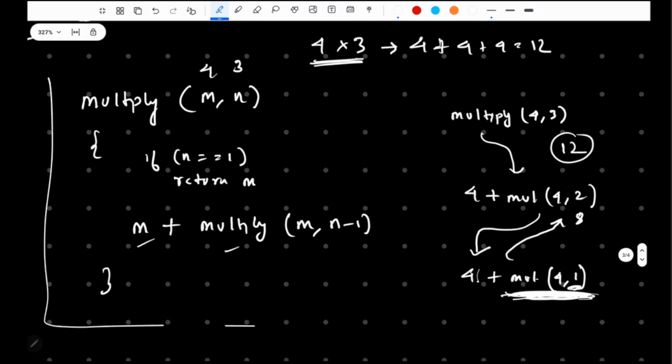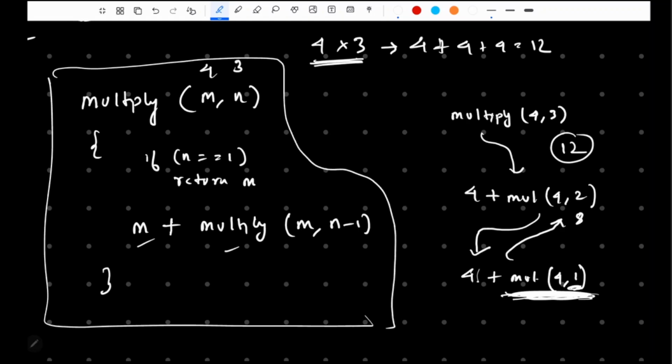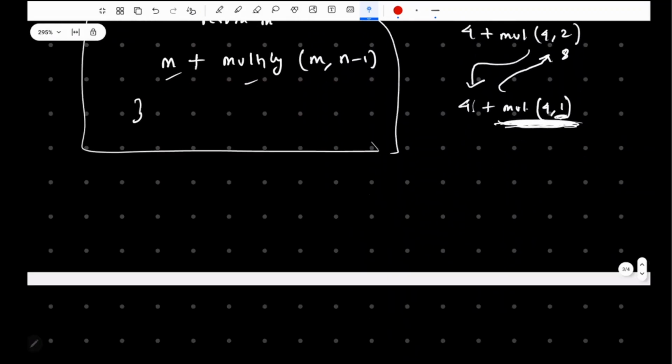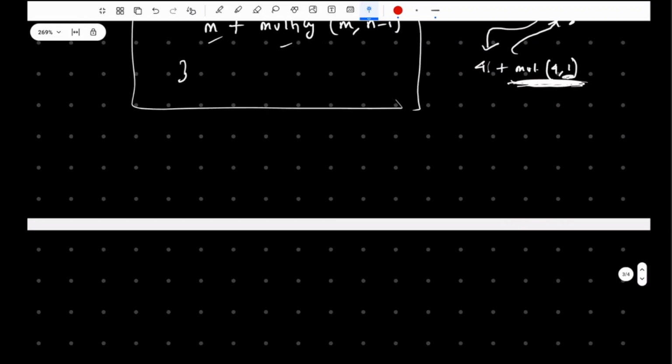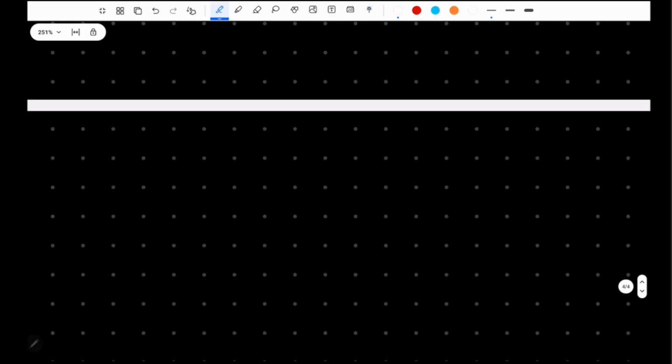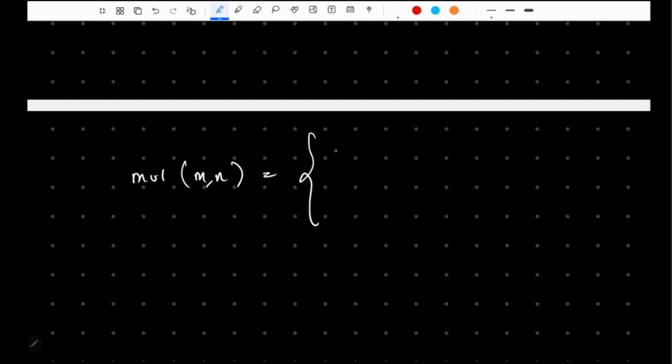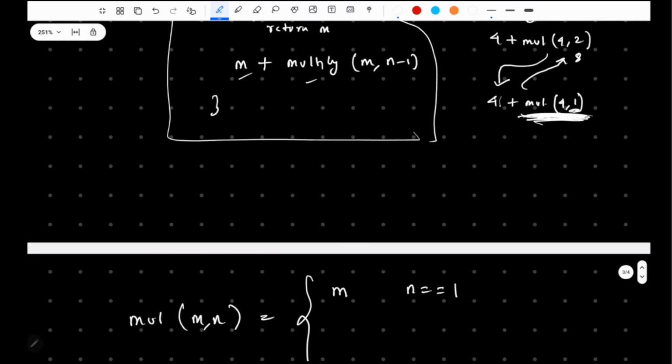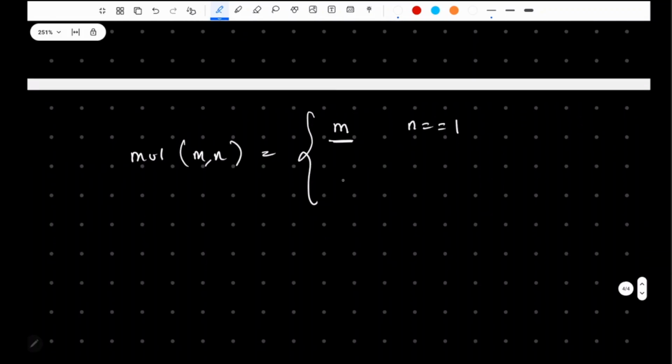This basically becomes our program for finding the multiplication of two numbers using recursion. Let's see what the recurrence relation will be for this. As we know, a recurrence relation is nothing but writing a function in terms of its smaller version. So the recurrence relation will be multiply of m comma n equals m if n is equal to 1. When n is equal to 1, we are returning m, or else it will be m plus multiply of m comma n minus 1.